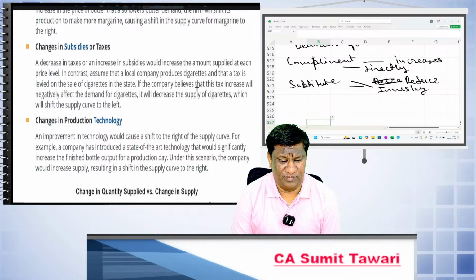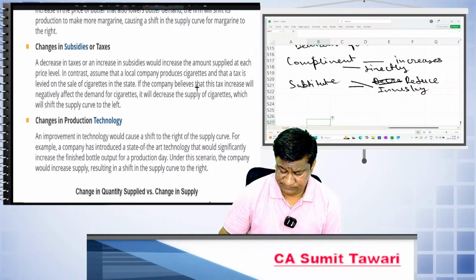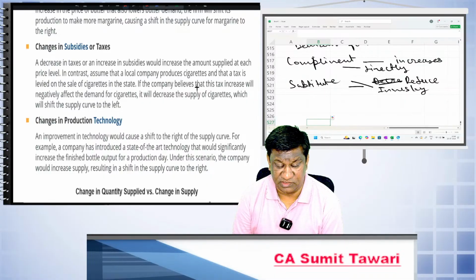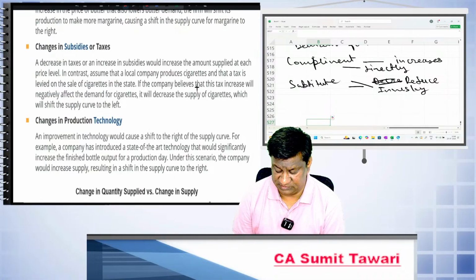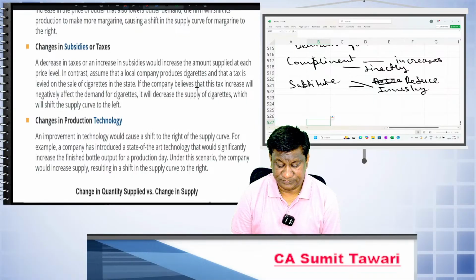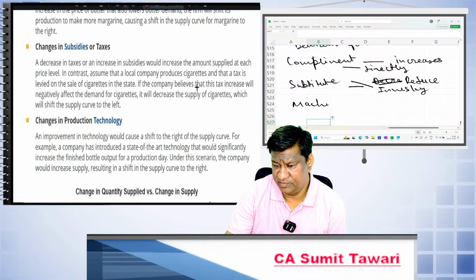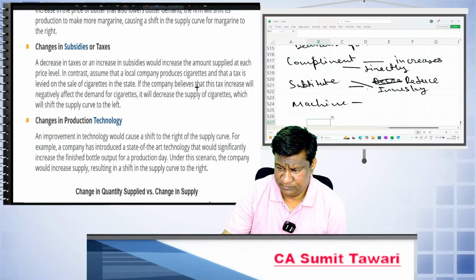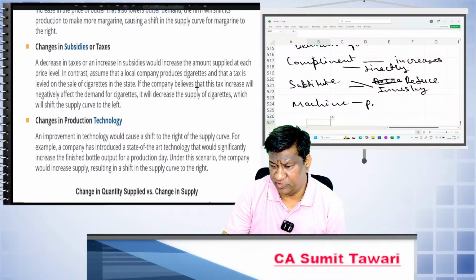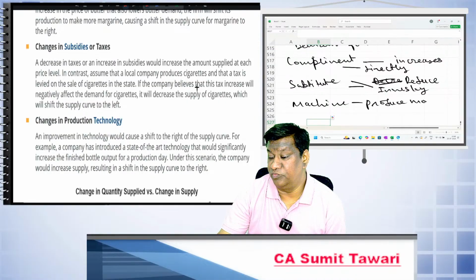More or less you are aware, and then the changes in production technology. Any practical example of changes in production technology, and how it affects the supplies? Instead of manual, they are shifting towards machines. Yes, because of that, what can happen? They can produce more and more products in less time.